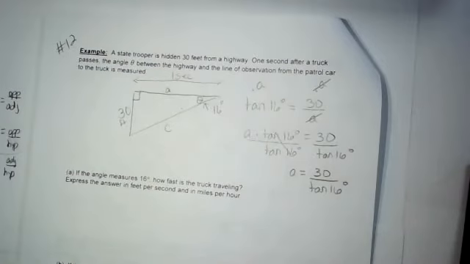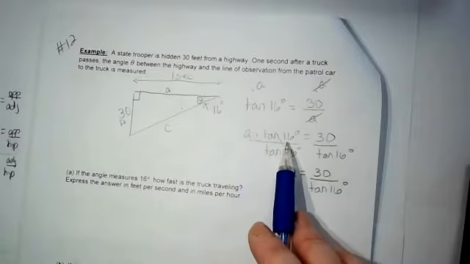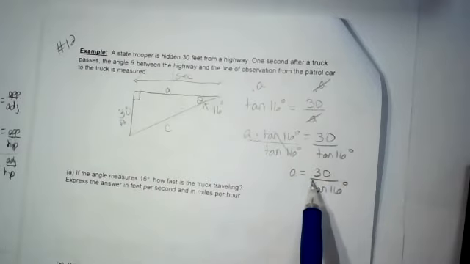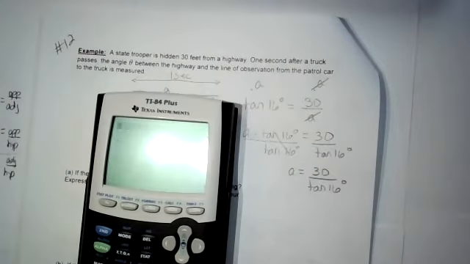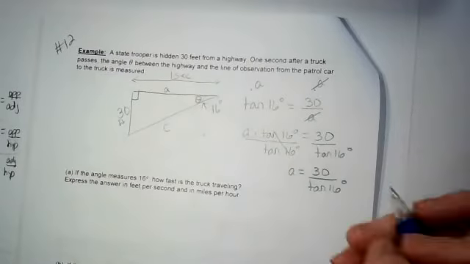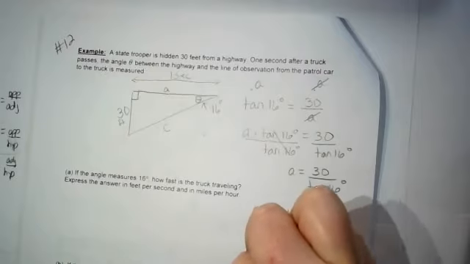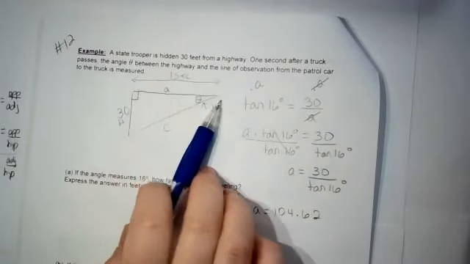Does that make sense? So we kind of went through the algebra. We multiplied both sides by the denominator, and then we divided by tan 16. So this is what we're going to put in our calculator to get our A. Okay, so we're going to do 30 divided by tan of 16. And I get 104.62. So A is 104.62. That's the distance.